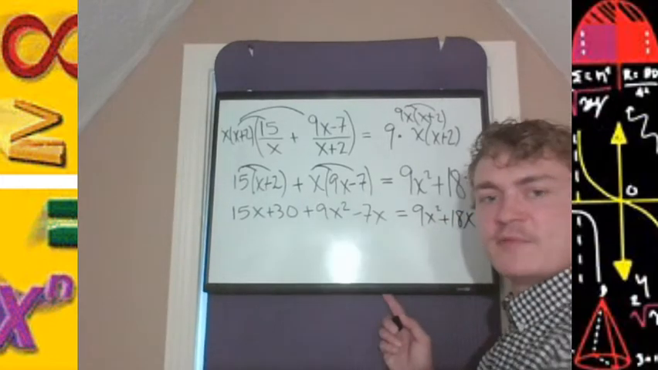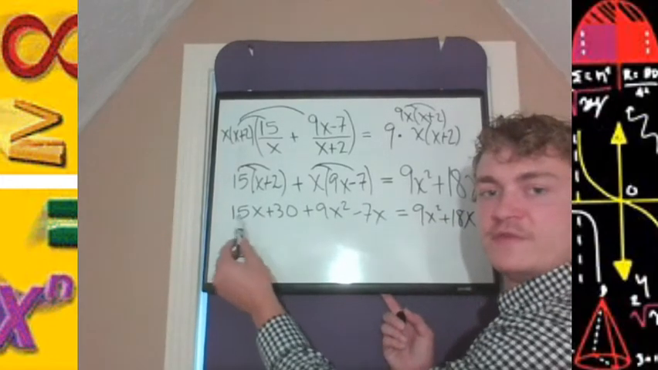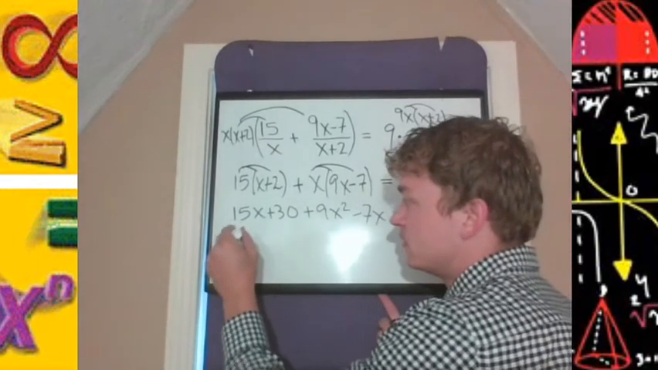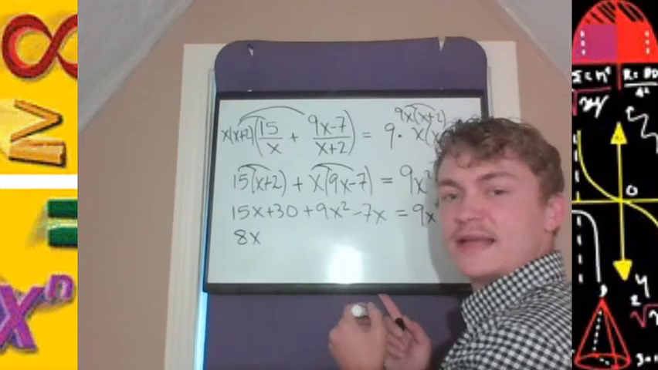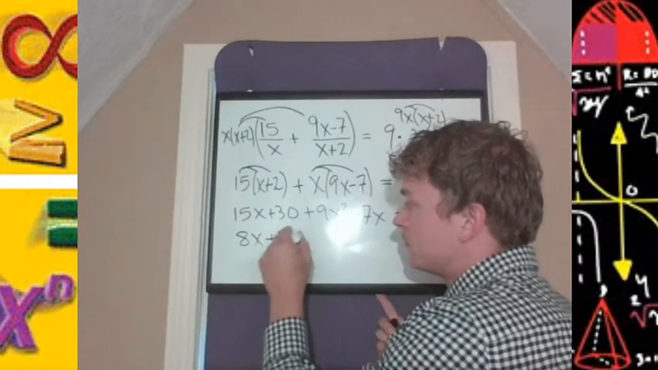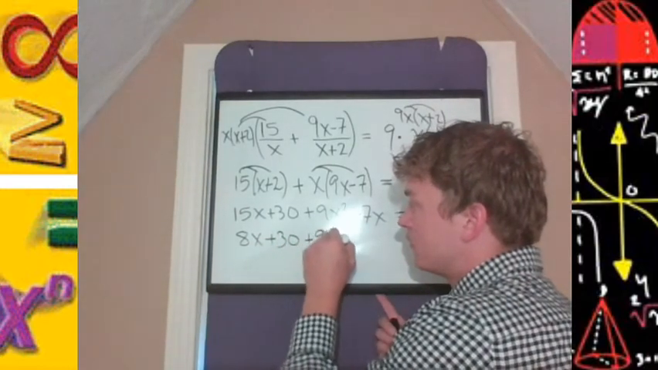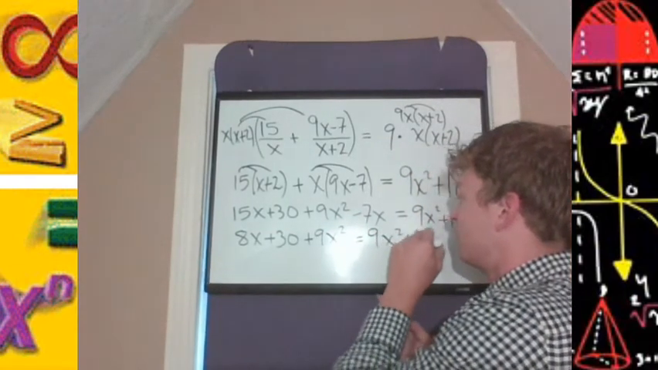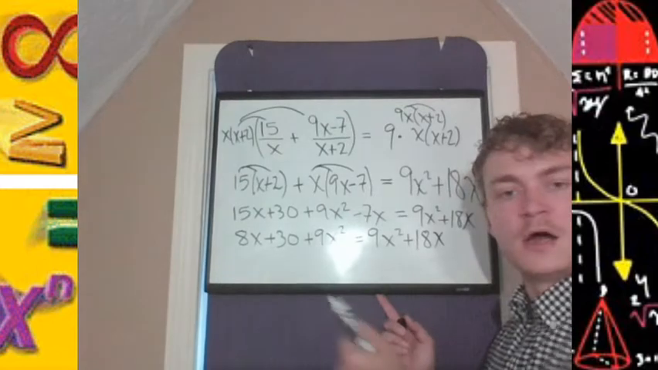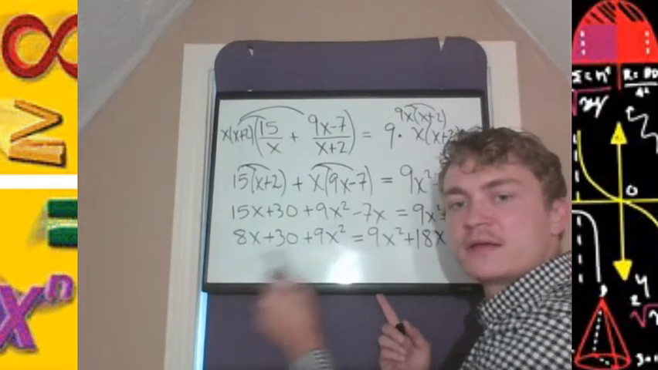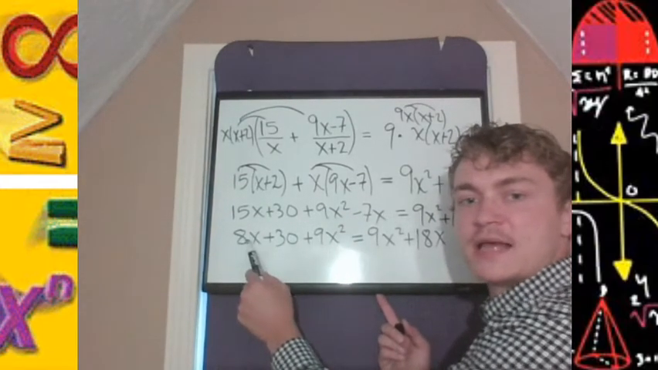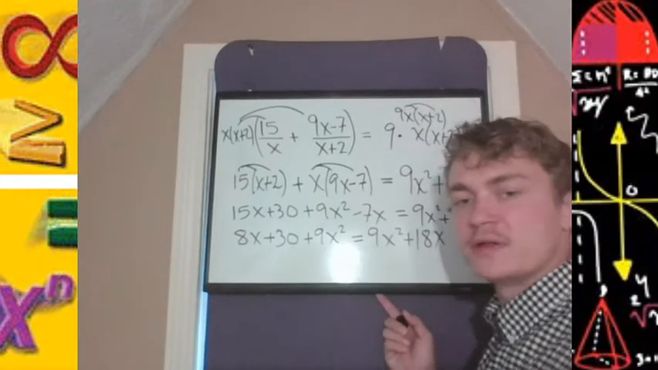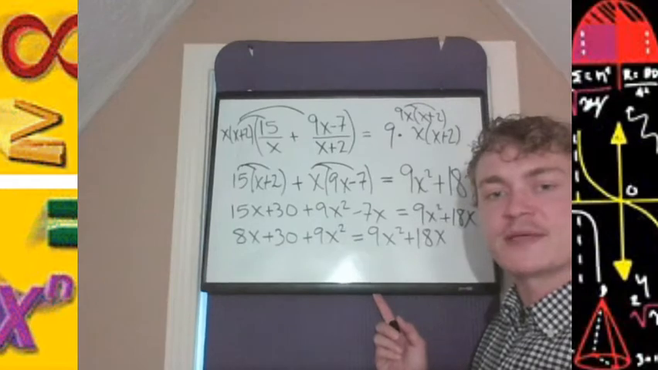So on the left-hand side, we have a bunch of terms that we can simplify down. 15x minus 7x. Well, 15 minus 7 is 8, so that's 8x. On the left-hand side, none of these terms are alike. However, this 8x has a like term of 18x, and this 9x squared has a like term of 9x squared. Like terms have the same variable raised to the same exponent.